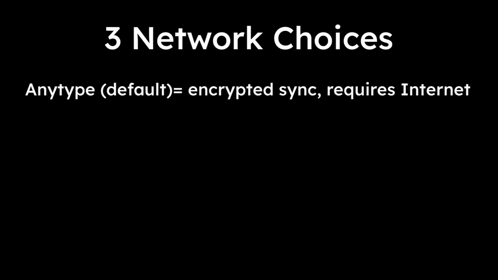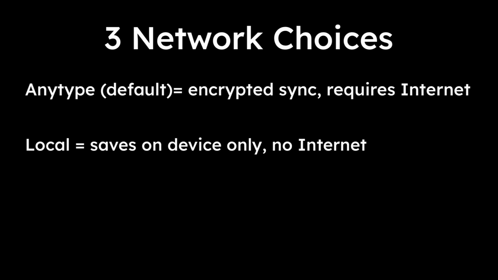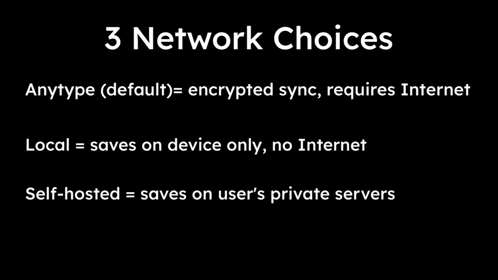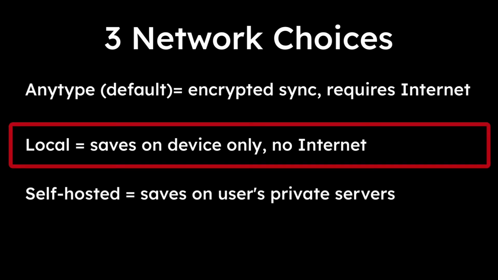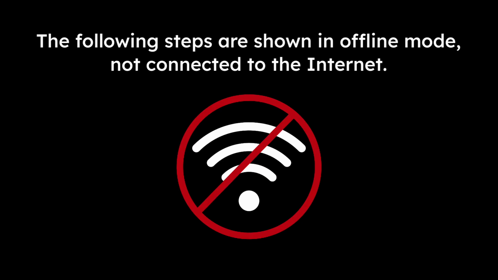Now you have three network choices. The first one is the default Anytype, which means it's an encrypted sync and it requires access to the internet. The second one is local, which saves on your device only, doesn't require internet. And the third one is called self-hosted, which saves on a user's private servers. Today I'm showing you just the local version so that you know you can use it in offline mode. It's not connected to the internet at all.